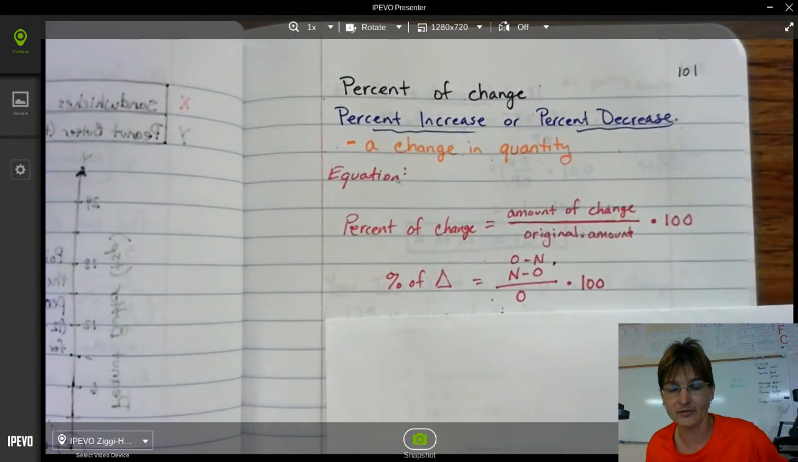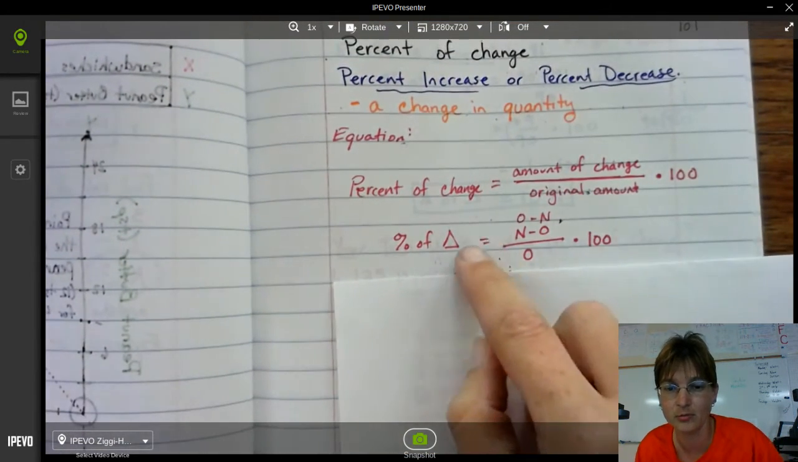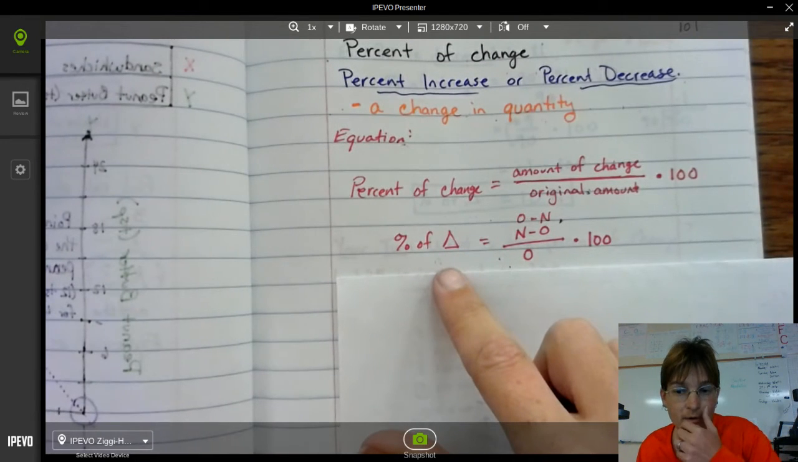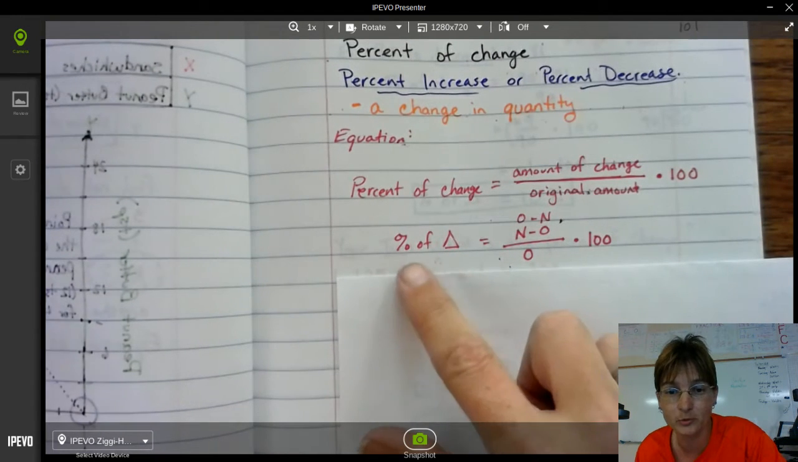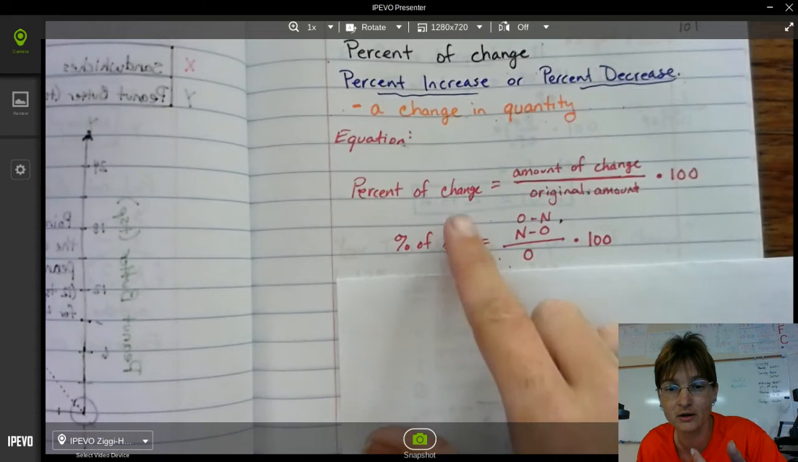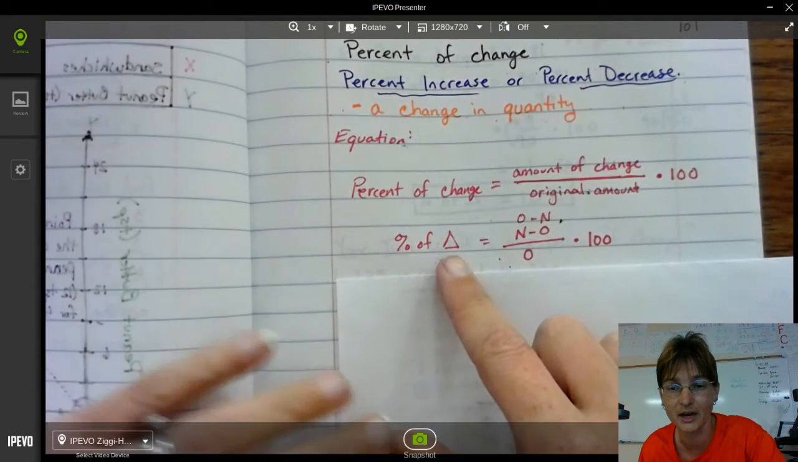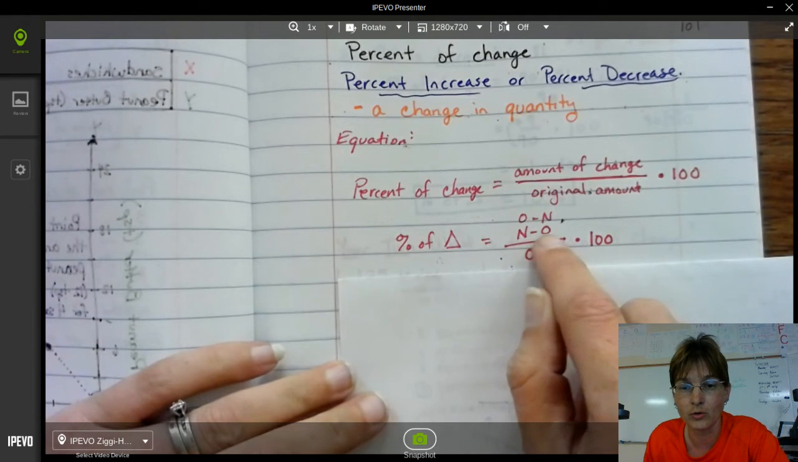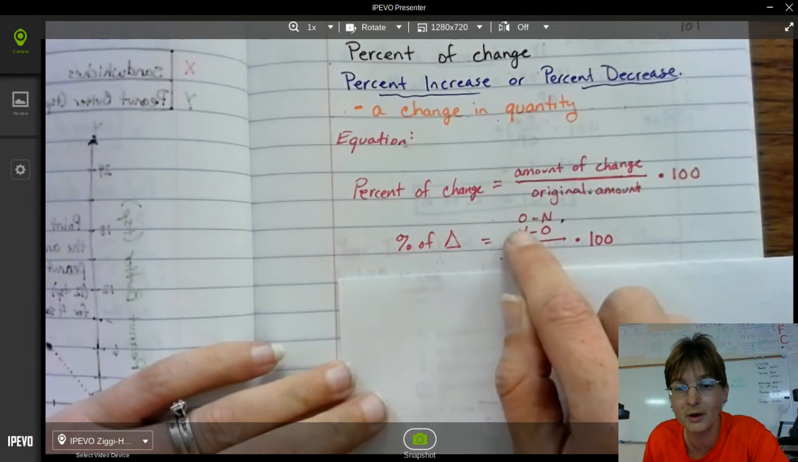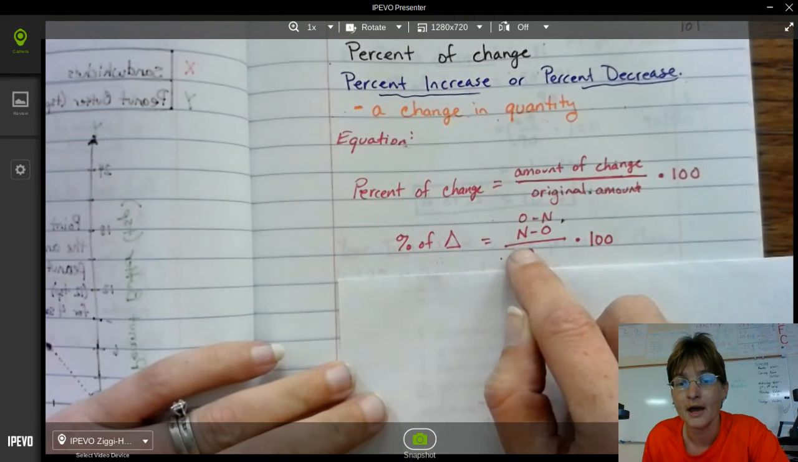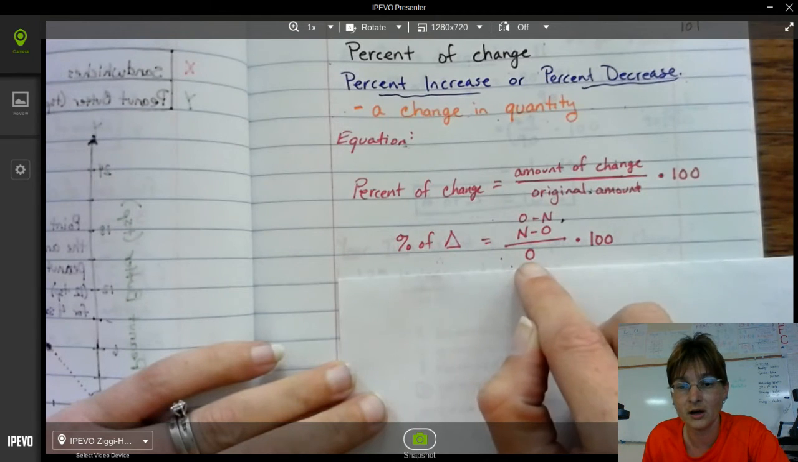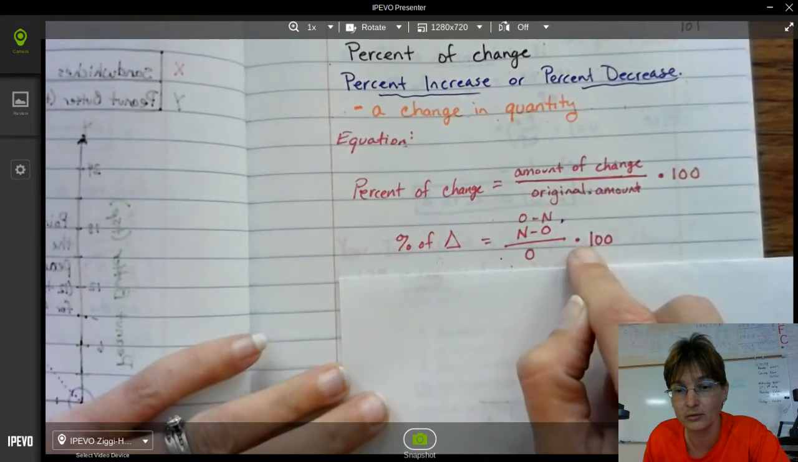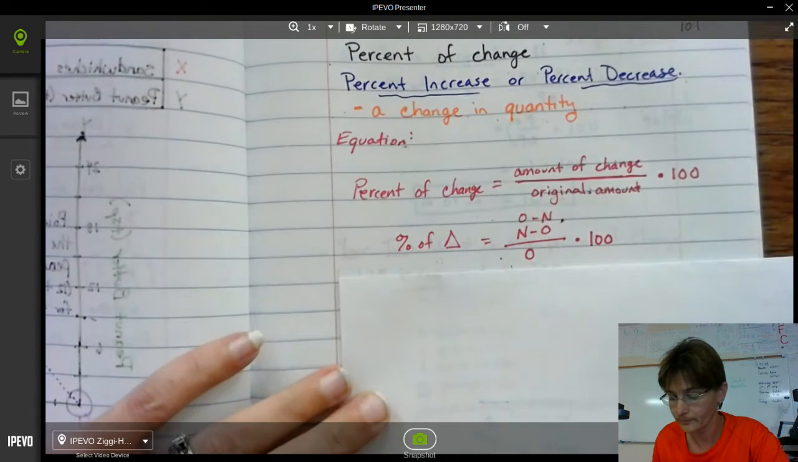Okay, I have basically how I will write a lot of this tomorrow when we do more examples. So percent of change: a triangle in mathematics does mean change. You're either going to take your old minus your new, or your new minus your old, original minus new, new minus original. You're going to divide that over the original amount, and then you would multiply by 100.